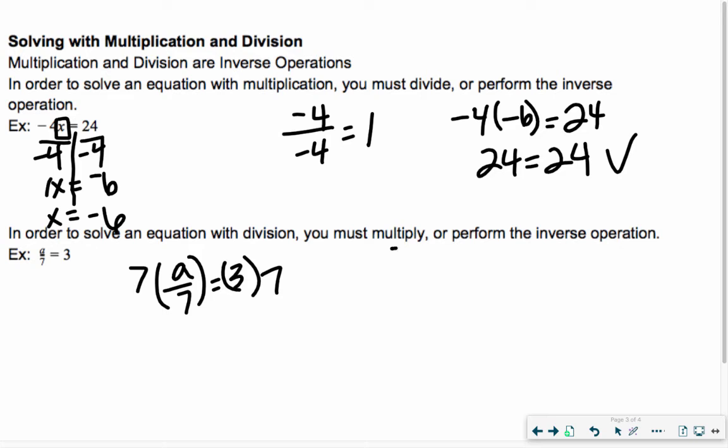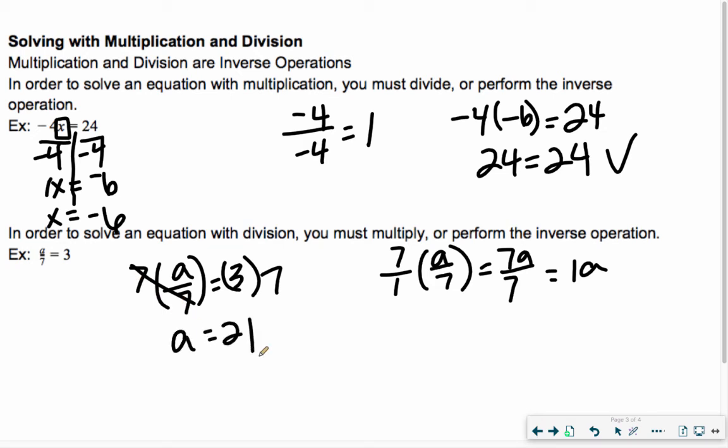Now let me explain what this is here. This is the same as 7 over 1 times a over 7, which is 7a over 7. And 7 divided by 7 is 1, so it is the same as 1a. You can think about it: this is the numerator, this is the denominator. 7 over 7 is 1. So that's how we're left with a. So I'll cross those out. Again, that's not 0, that's 1. a equals 21.